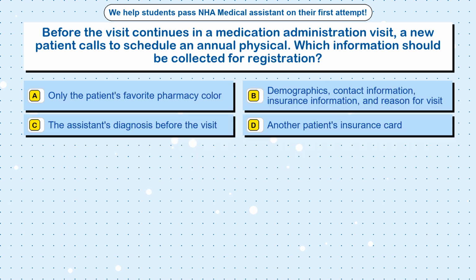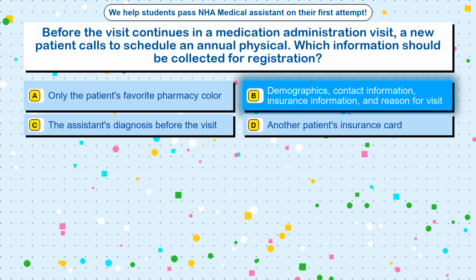Question 28. Before the visit continues in a medication administration visit, a new patient calls to schedule an annual physical. Which information should be collected for registration? Option A, only the patient's favorite pharmacy color. Option B, demographics, contact information, insurance information, and reason for visit. Option C, the assistant's diagnosis before the visit. Option D, another patient's insurance card. The correct answer is option B, demographics, contact information, insurance information, and reason for visit.